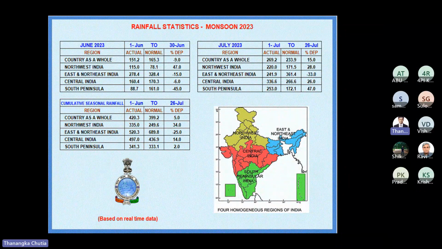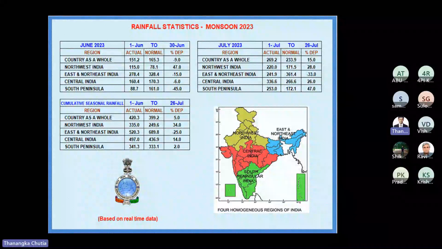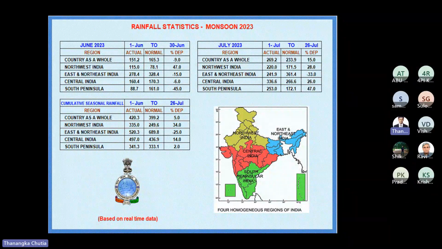And if you look at this part, July rainfall for the country was 15% above normal. Only the group which suffered was the Northeast, minus 30%. Central they are 26. South Peninsula, the last 1 week, you can see what has happened. It's gone well above normal. Okay. So we still don't understand why the rainfall in July was so close to being above normal.